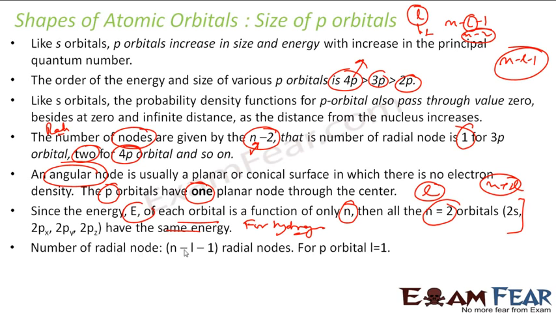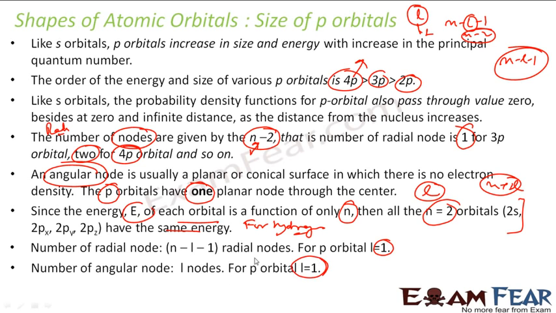The number of radial nodes is given by n minus l minus 1. And if you see for p orbital l is equal to 1, so this becomes n minus 2. We have covered this here. And the number of angular nodes is given by l. So for p orbitals l is equal to 1, so the number of angular nodes is always 1. This is also covered.